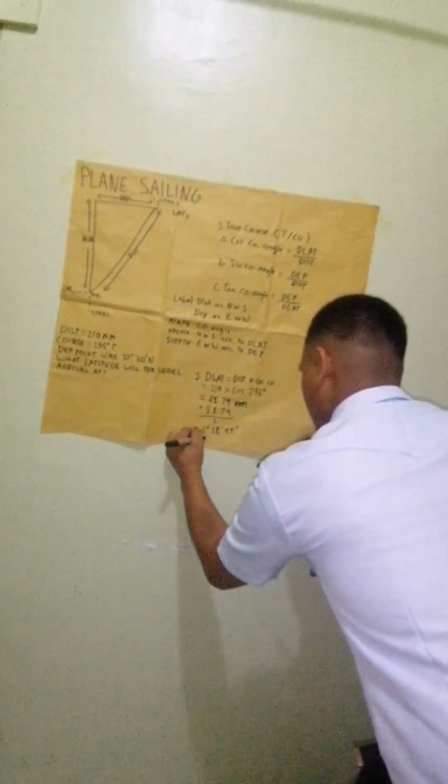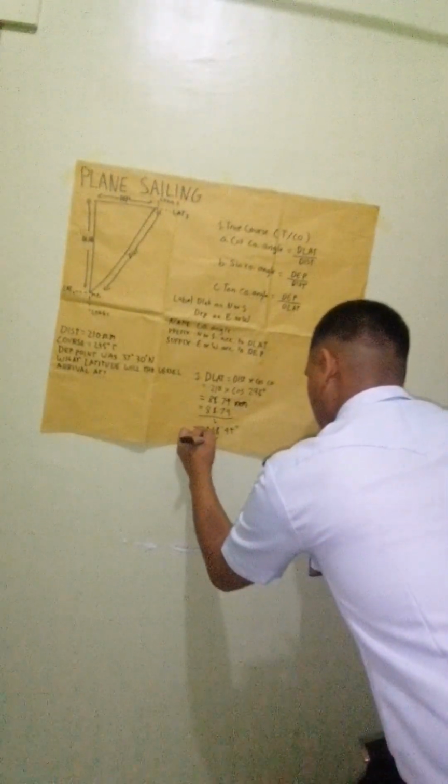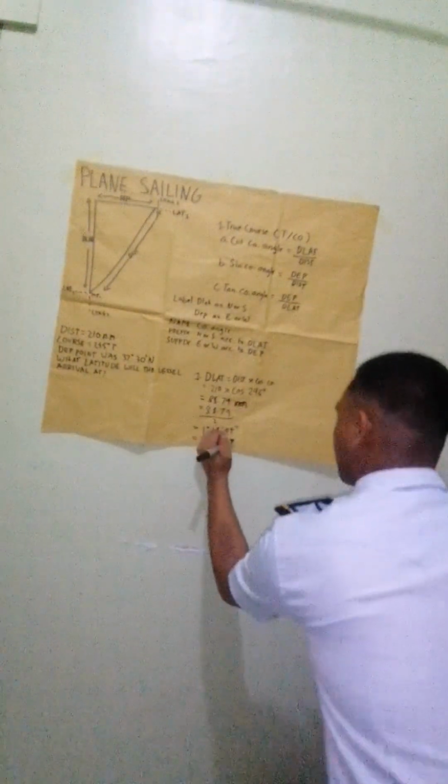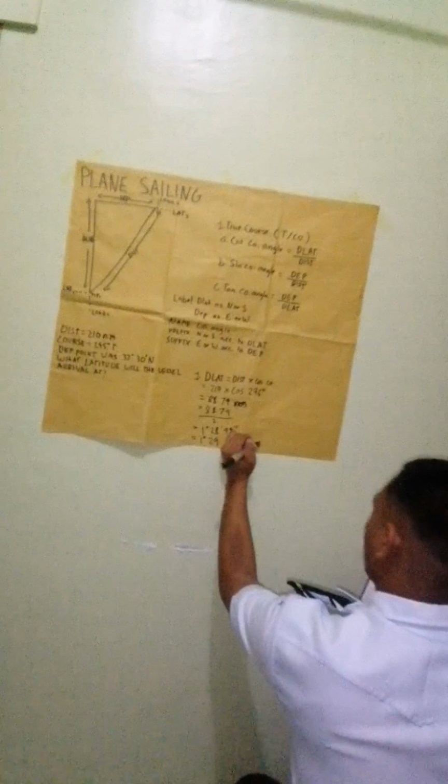And we will put it in and name it north, based on the 295 course. And then we solve it.